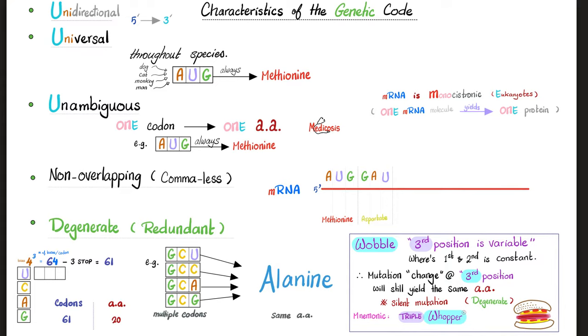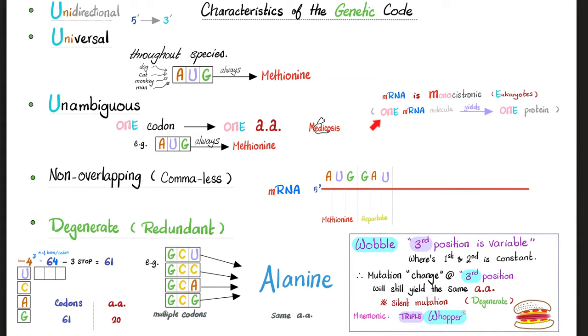Next, unambiguous. What does that mean? It means that one codon will give you only one amino acid. For example, AUG can only become methionine. AUG can never become anything else. It's unambiguously methionine.